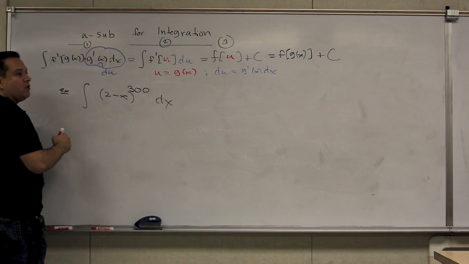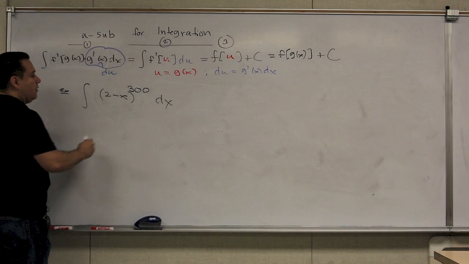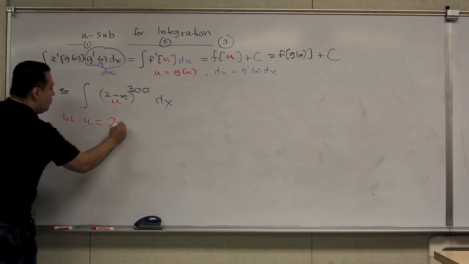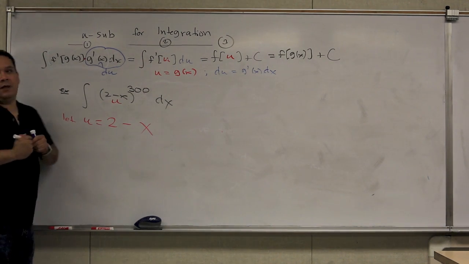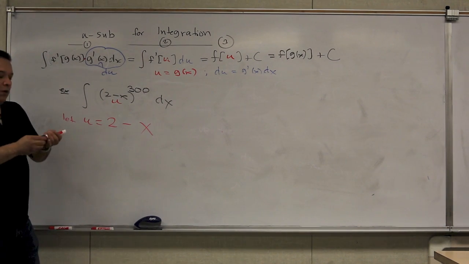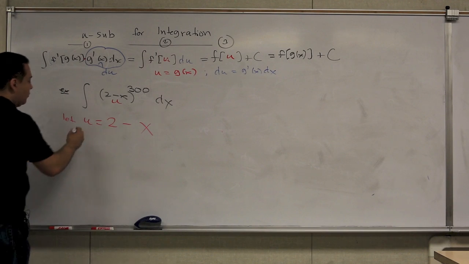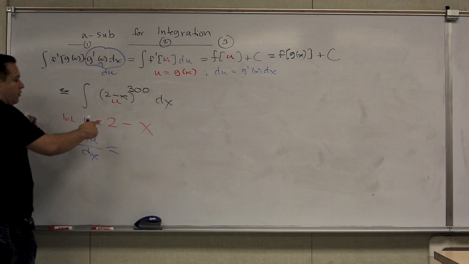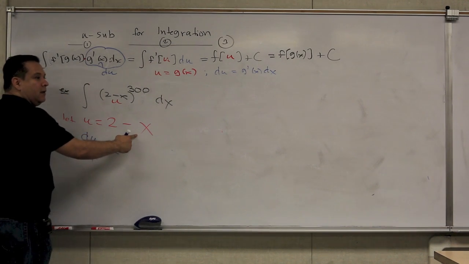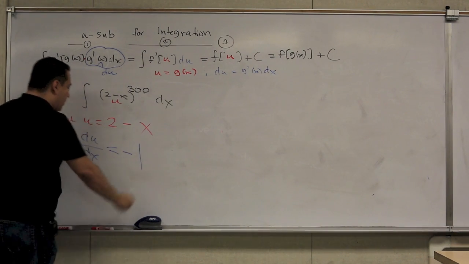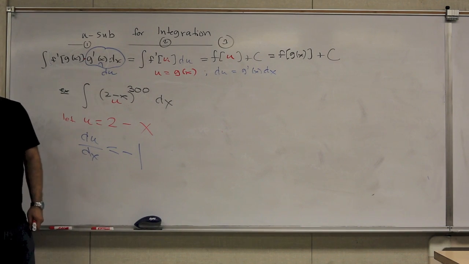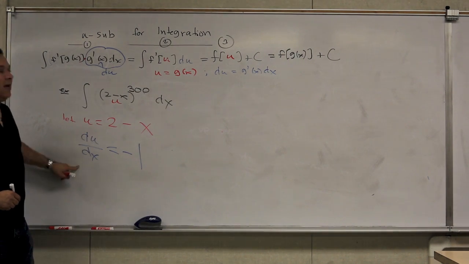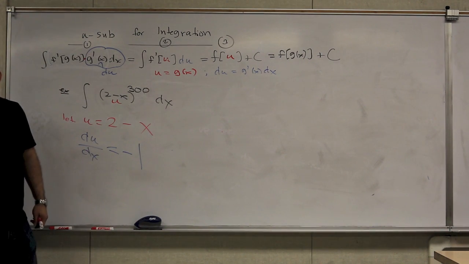Because what's your inside function again? If this were chain rule, what's the inside function? This is my inside. So I'm going to let u be 2 minus x. If u is 2 minus x, what do we need to find again? Du dx. Is that right? So what is du dx? What's the derivative of 2 minus x? Negative what? 1. You guys okay with this? So I let u be 2 minus x. That's the inside function. Find du dx. It's negative 1.